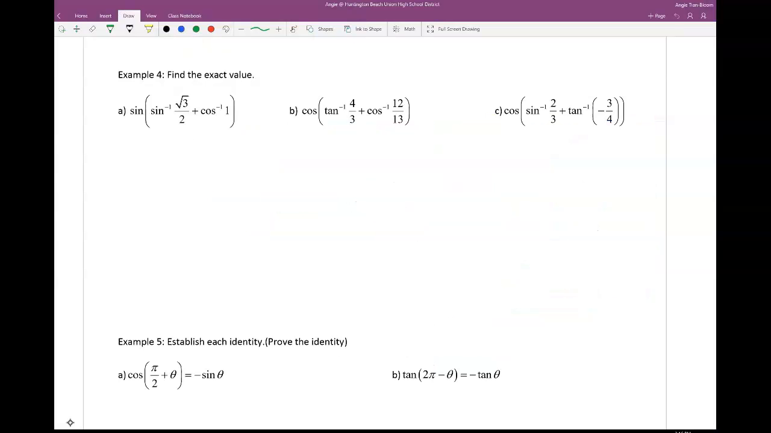Here we go. Find the exact value. Okay, so let me ask you this question. Exact value. Calculator or non-calculator?